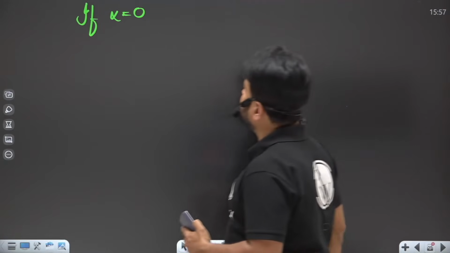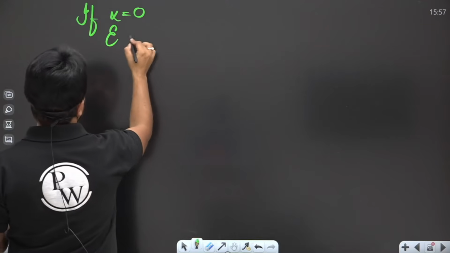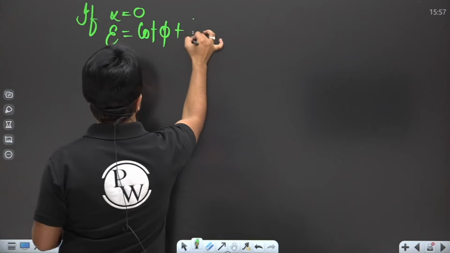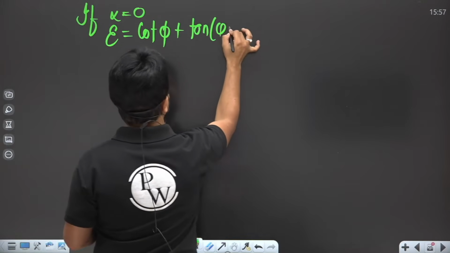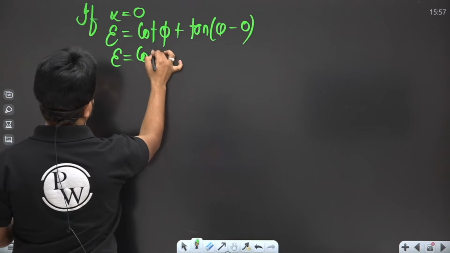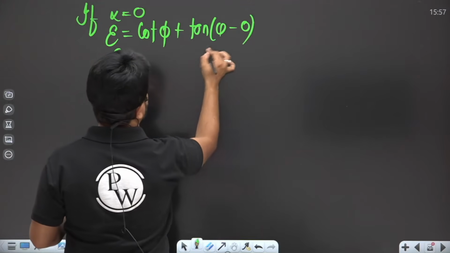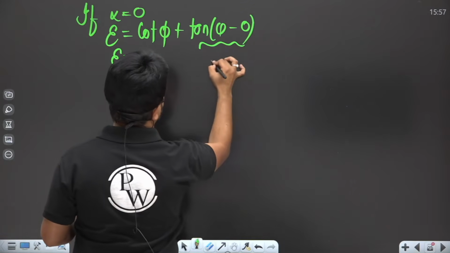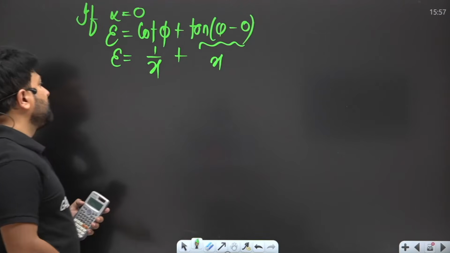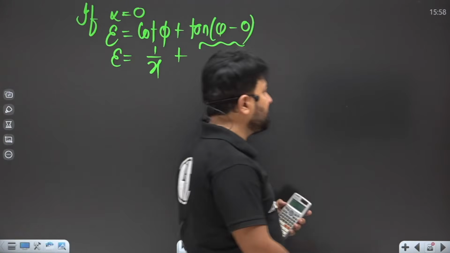If alpha is 0, then what will be the cutting shear strain value? Cot phi plus tan of (phi minus alpha) becomes cot phi plus tan phi. So cutting shear strain equals cot phi plus tan phi. Suppose I assume that tan phi equals x, so it will be x plus 1 by x. What will be the minimum value?